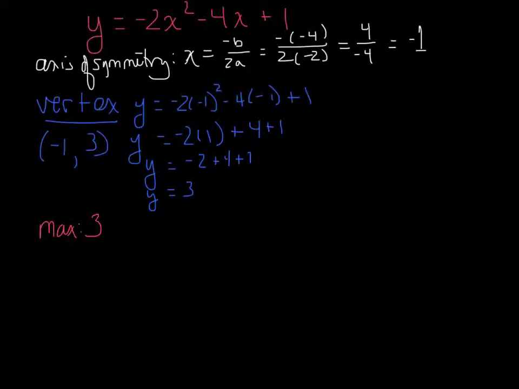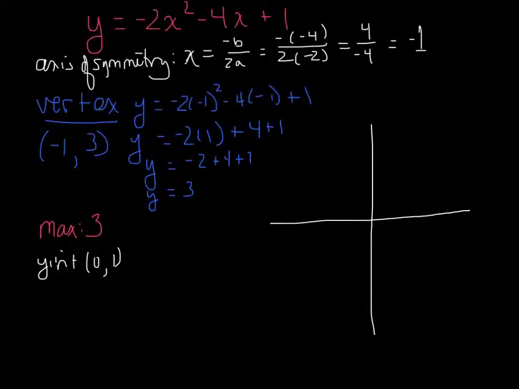The last thing that I need to figure out before I go ahead and graph this is my y-intercept. My y-intercept is 0, comma, and remember that it's always the c value of the given equation. So in this case I've got a positive 1, so my y-intercept is 0, comma 1. And now I can go ahead and sketch the graph. In order to sketch the graph, you draw your axes. You've got your y-axis, you have your x-axis, and now we need to plot our points. My first point that I am always going to plot is my vertex.